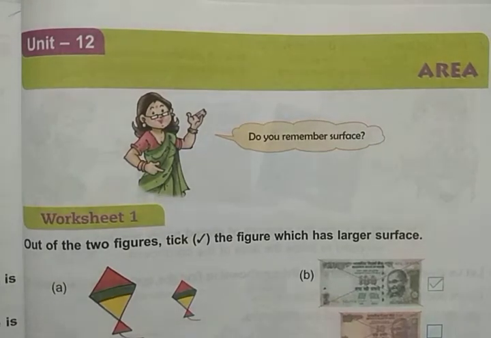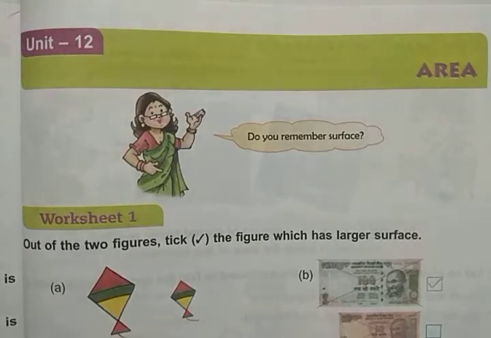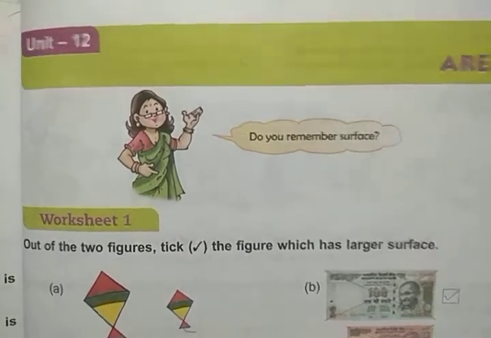So what is an area? The measure of the surface enclosed by a closed figure is called area. So whatever closed figure it is, how much surface it has enclosed, we call that area, right?